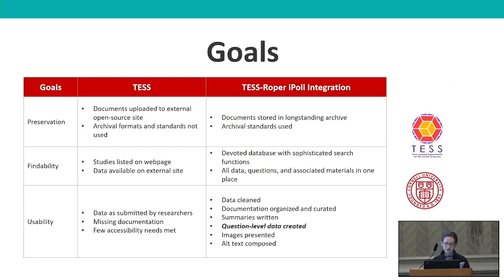Under this grant, Tess and Roper collaborated to achieve three main goals: preservation, findability, and usability. With preservation, we naturally wanted to ensure maintenance of these studies so as to prolong their usable lifespan and prevent information loss. And prior to our grant, the materials for these studies had only been stored in an open source framework.